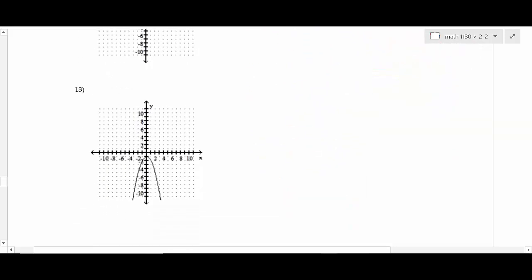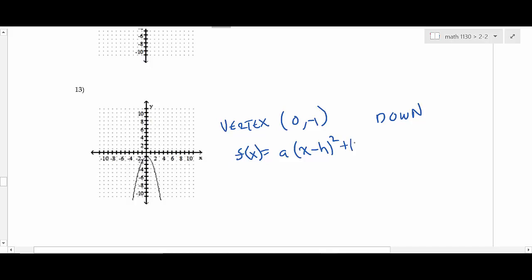Okay, and then the next one, let's see, the vertex on this one is going to end up being, again, 0, -1. This time it's opening down. There is no stretch or shrink. So you'd have f of x, your standard form is a, x minus h squared plus k.